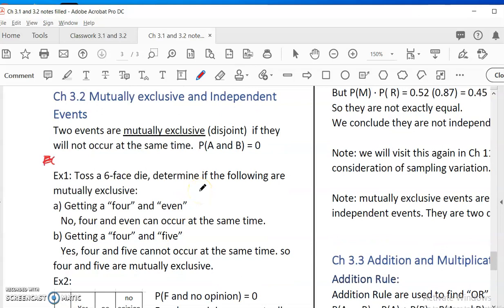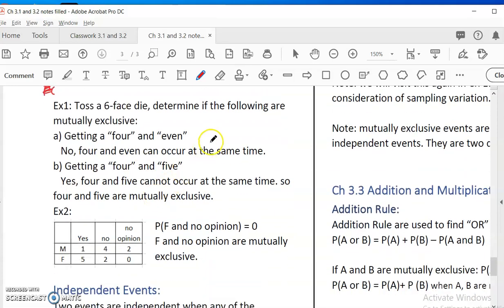If I toss a 6-faced die, getting a 4 and even, are they mutually exclusive? No, they can happen together. They can occur at the same time because 4 is actually even. So we say they are not mutually exclusive. But a 4 and a 5 will be mutually exclusive because you cannot throw a die and get either 4 or 5 at the same time.